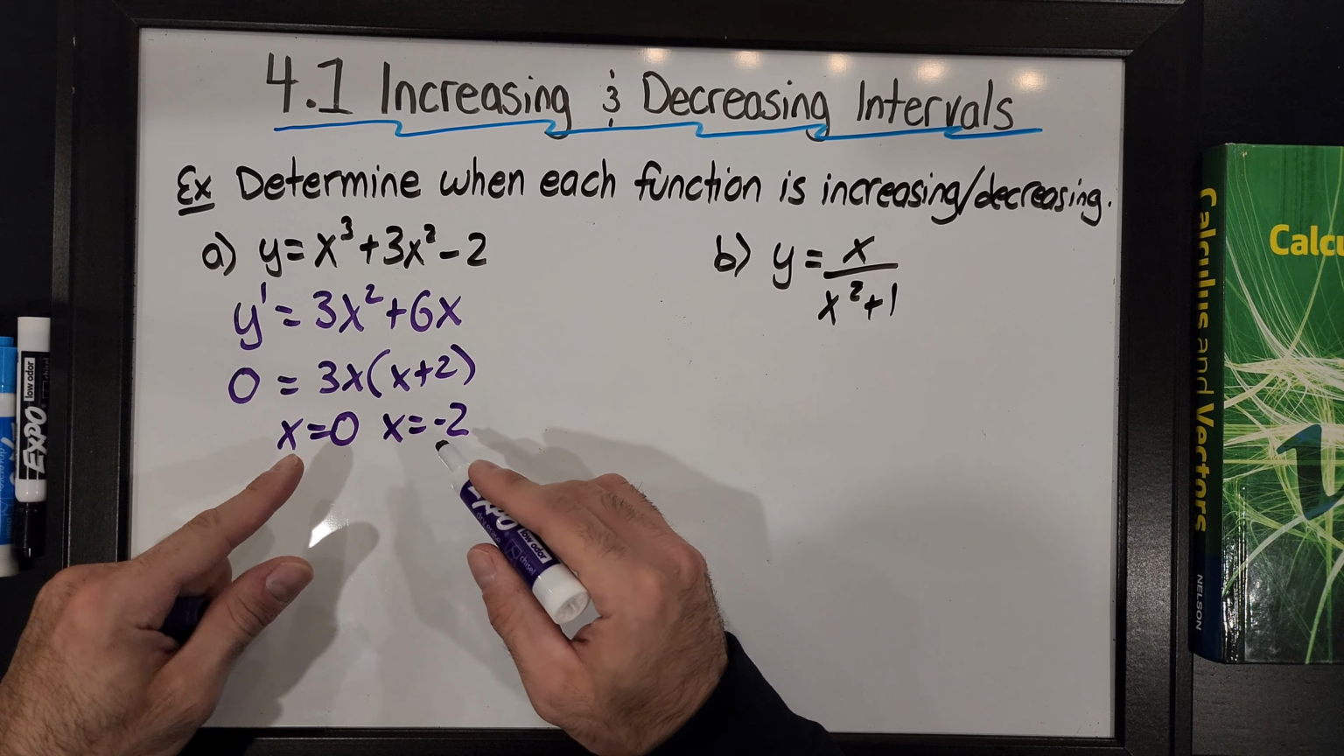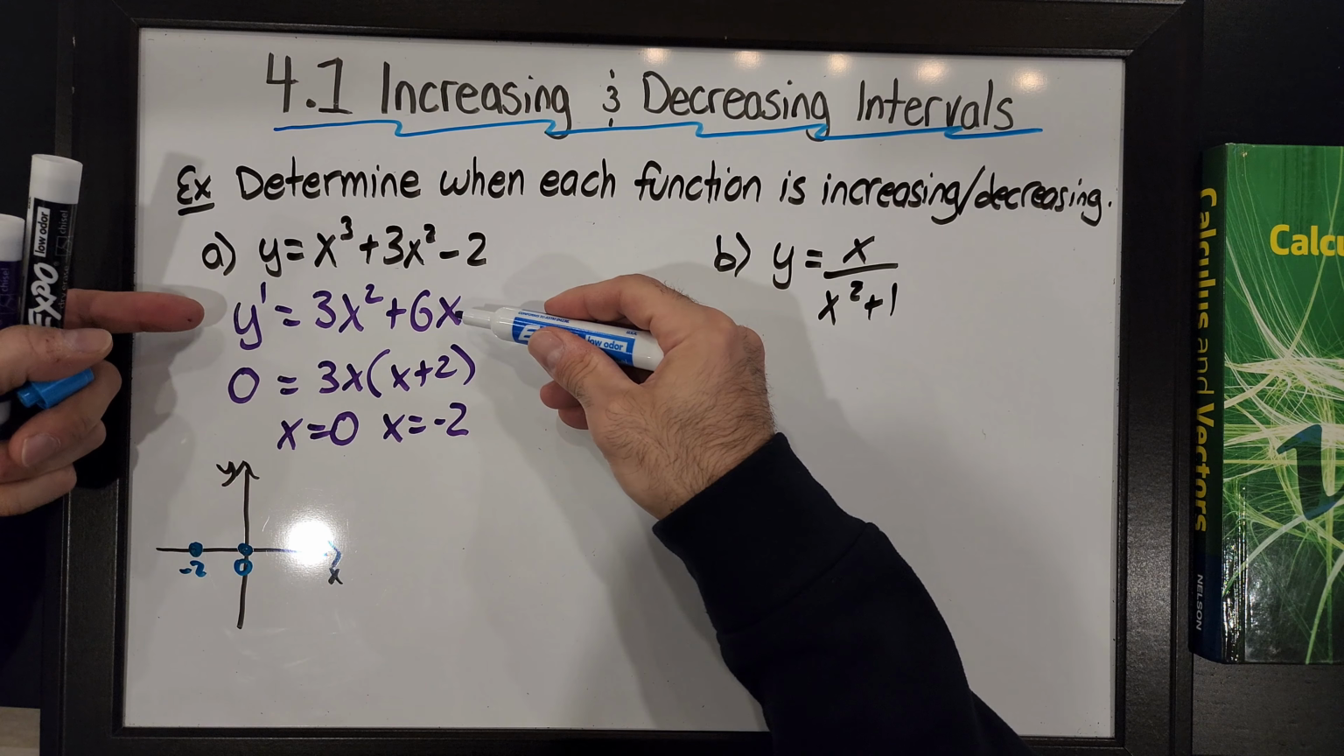Now, I don't like doing decision tables. A lot of people do decision tables. It's kind of a waste of time. If you know where the zeros are in the first derivative, you can actually just graph it. And if you understand the graph of a first derivative, there's not much else you need to do. So I can graph 0 and negative 2.